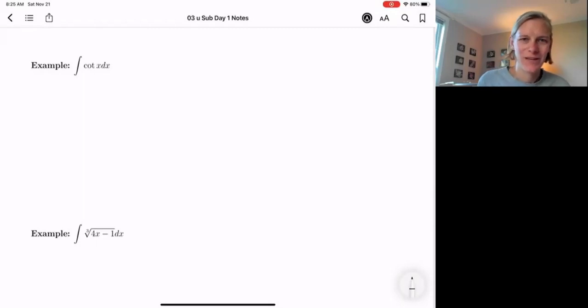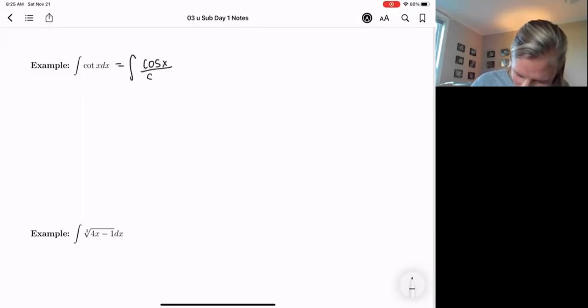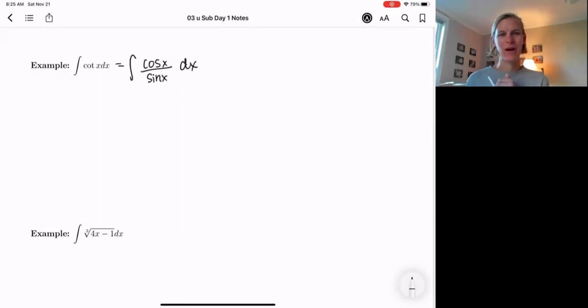So when we look at cotangent, it's not obvious that this is a u-substitution, but hopefully you think to rewrite this as cosine of x over sine of x. And there's a lot of things to think about in this problem. So now we need to pick our u. We know the derivative of cosine is negative sine, and that the derivative of sine is cosine. So it seems like I could pick either of these expressions to be my u. But we actually don't want that.